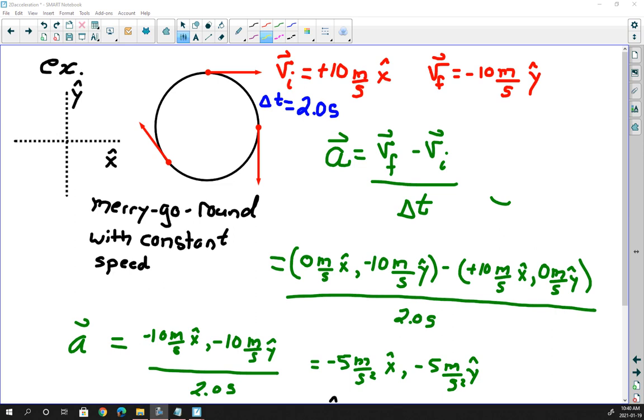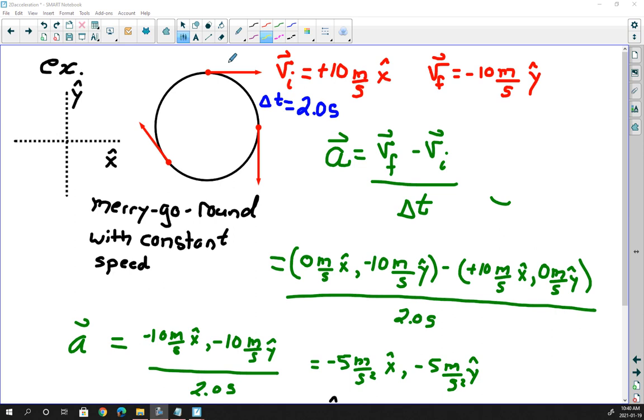So here's an example of a velocity that changes in two dimensions. It's an easy example to get us started. So what have I done here? Well, I've set up an XY Cartesian plane right here. And then I said, let's take a look at a merry-go-round with a constant speed. So picture you're the red dot and you're going around the merry-go-round at a constant speed.